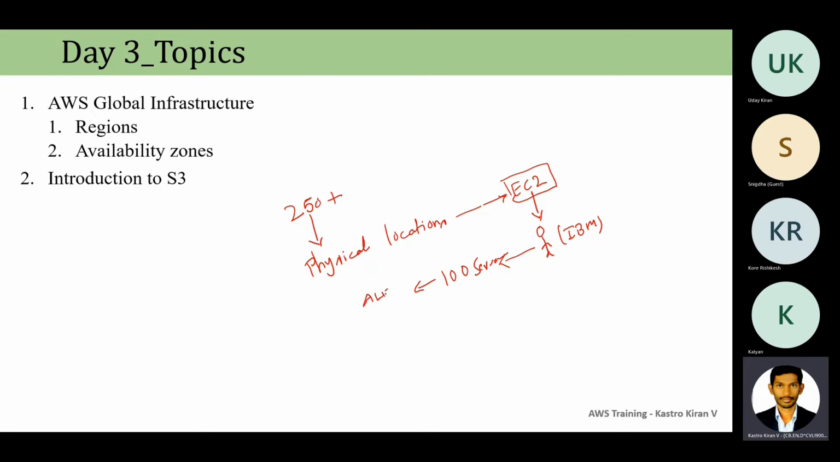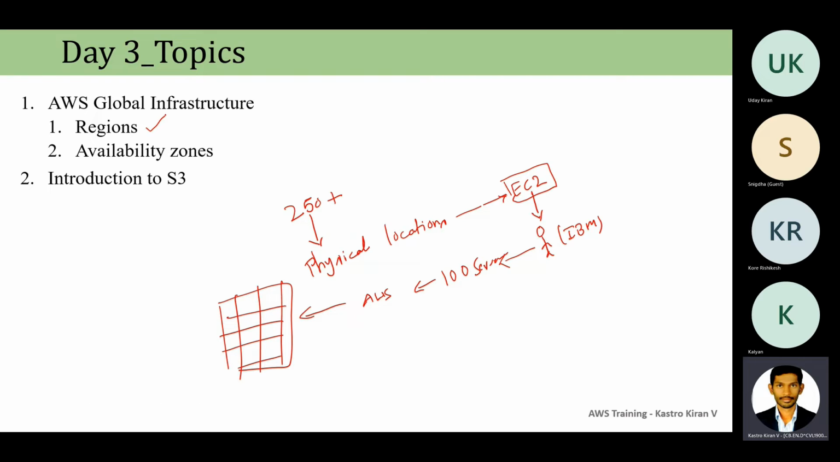Now, what should AWS have? AWS should have these 100 servers. Forget about whether they are physical servers or virtual servers. They need to have some equipment to maintain these 100 servers. They need to have some racks or some building to maintain these 100 servers. So that's called infrastructure, that's what global infrastructure is.